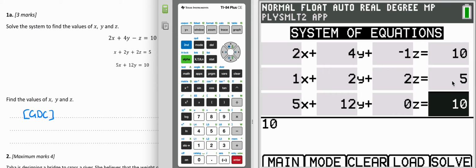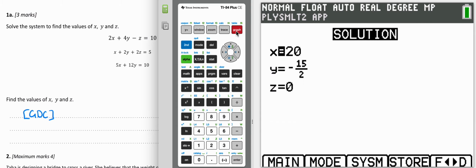And now we've got our 3 equations in, we can click solve. So that's by hitting graph, and we can see that our 3 answers there are that x is equal to 20, y is equal to minus 15 over 2, or you might have written 7.5, negative 7.5, and then z is equal to 0. And that's all we need to do for that question.